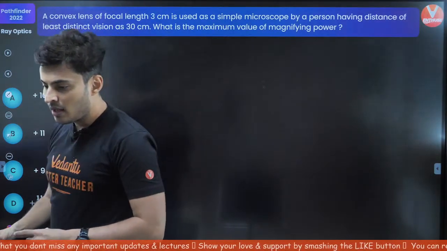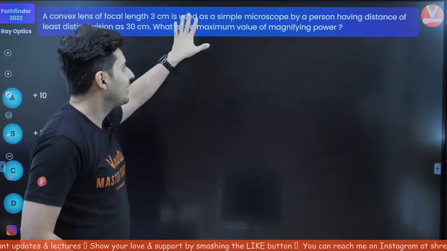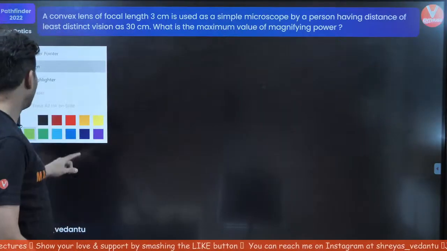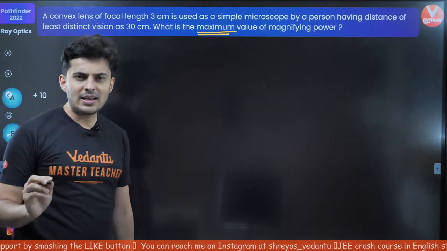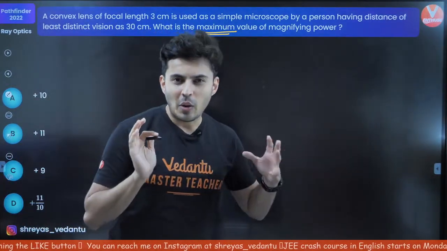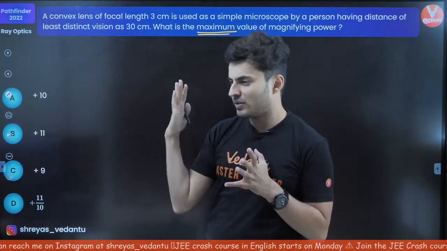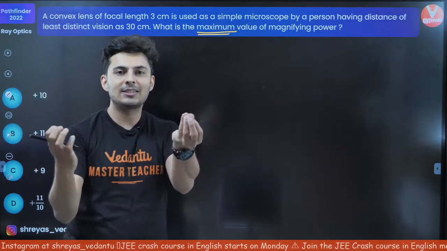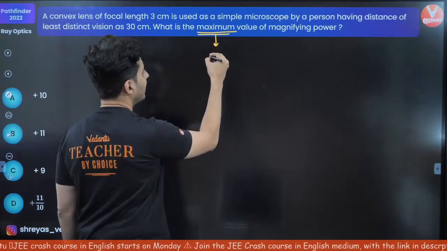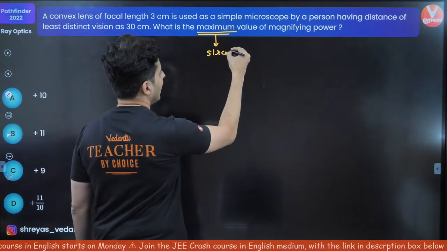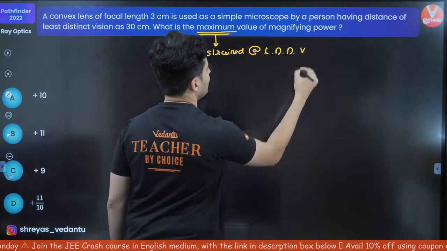Very interesting. When will the magnification be maximum? Yes, Ankit, you asked the correct question, and in fact that is what has been asked. When do you think the magnification is maximum? Is it at normal, or is it at distinct, or something else? Obviously it is when you have placed the object in such a manner that the image is as close as possible. That means at least distance of distinct vision. So basically this will happen at the strained position, basically at least distance of distinct vision.